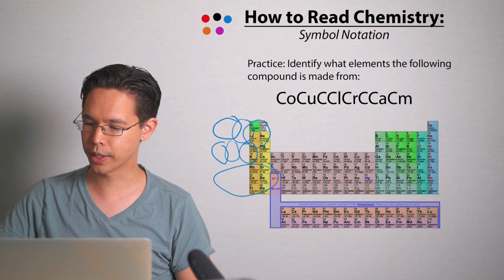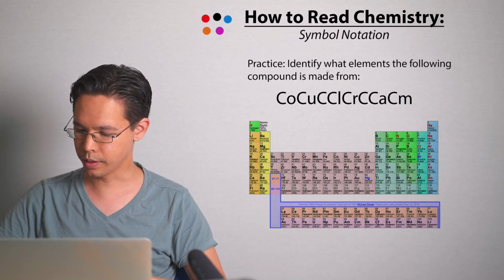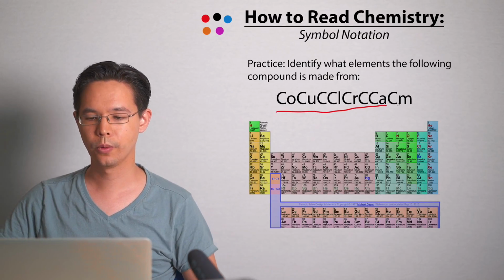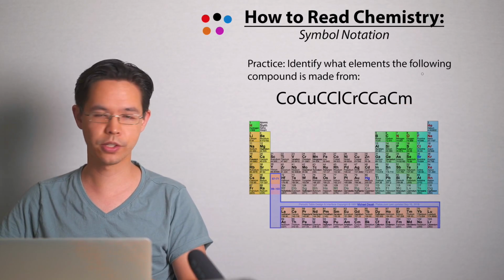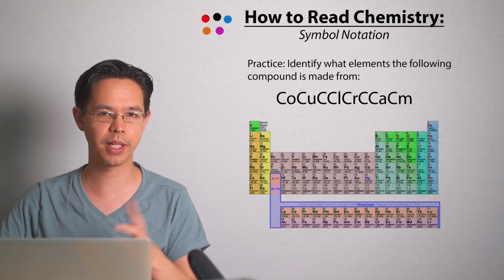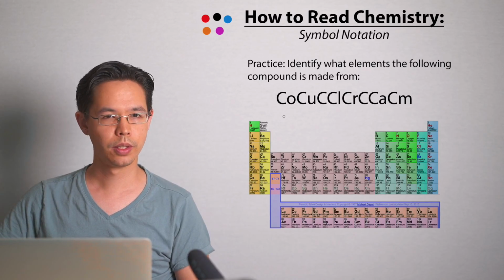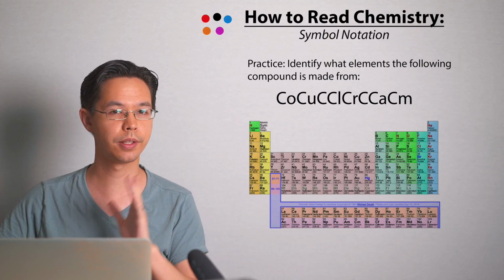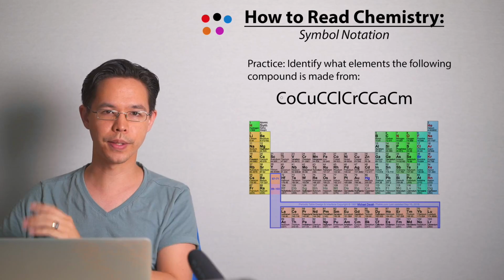So let's put this into practice. I'm just going to clear this layer. Make a new layer here. We're going to practice identifying what elements this formula is made out of. I know it's not a real formula. It's just something I've made up for practice purposes. So if we take the fact that every element symbol starts with a capital letter, that's what I'm going to be looking for to distinguish where the breaks are in this formula.